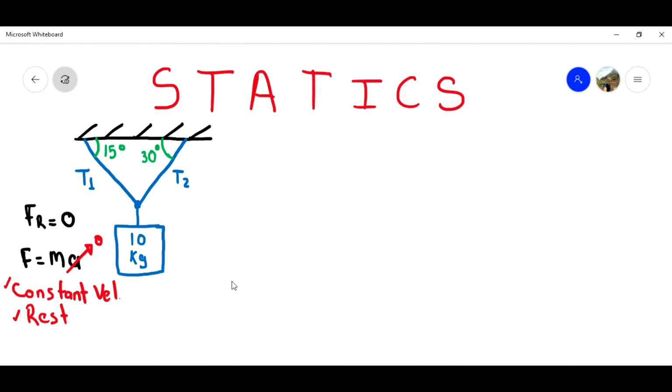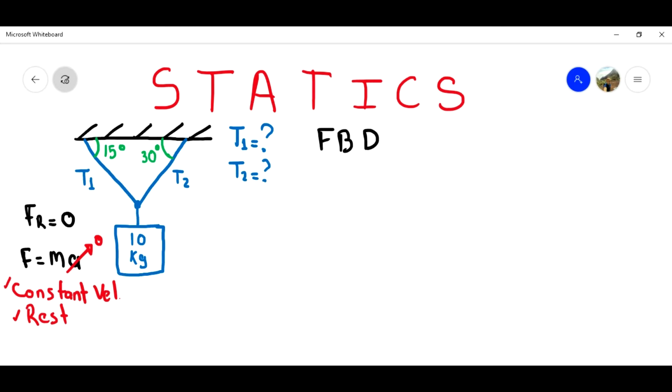In this problem, the main questions are: what will be the value of tension 1, and what is the value of tension 2, in order to have the system in balance? Now that we explained that every system in statics is in balance, which means the resultant force is 0, what we have to do is draw the free body diagram.